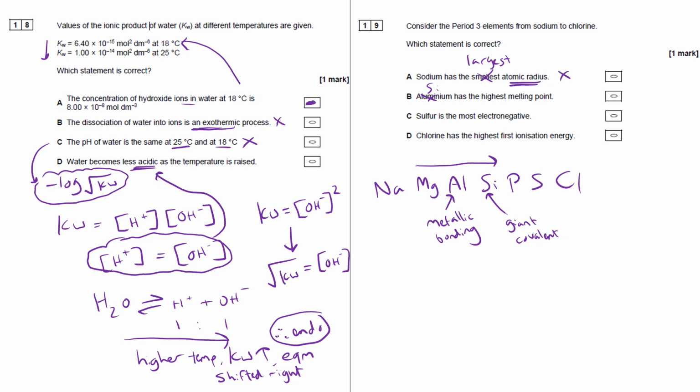That statement is incorrect. Sulfur is the most electronegative. As you go across the period, electronegativity increases, so chlorine is the most electronegative. Hopefully D is correct. What happens to ionization energies as you go across the period? They increase, with the exception of a couple of the atoms. So group 3 would be lower than expected. Group 6 is lower than expected, but chlorine does indeed have the highest first ionization energy out of these elements.